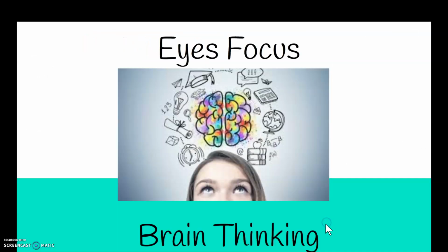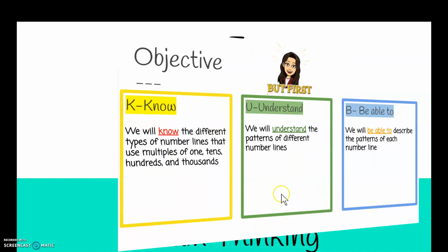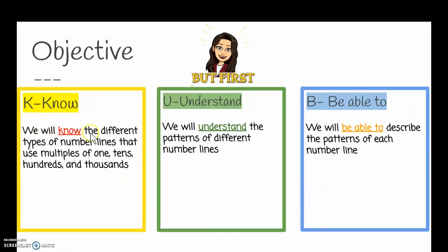Okay. So again, eyes focused, your brain is thinking. Today we will know the different types of number lines that use multiples of one, tens, hundreds, and thousands. Hopefully we'll go to that one. We'll understand the patterns of different number lines. We'll be able to describe the patterns of each number line.